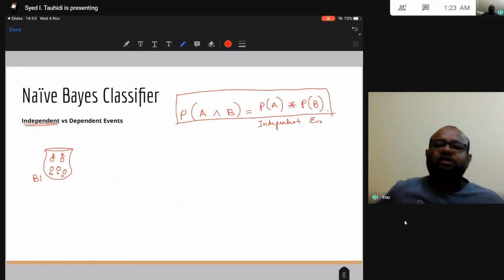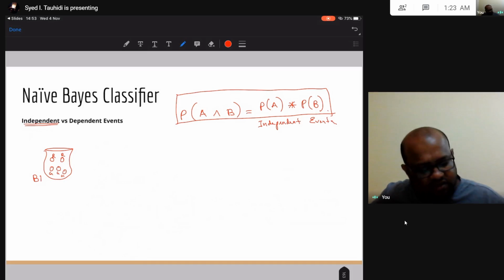Now let us talk about dependent events. So probability of picking a red, probability of picking a green.